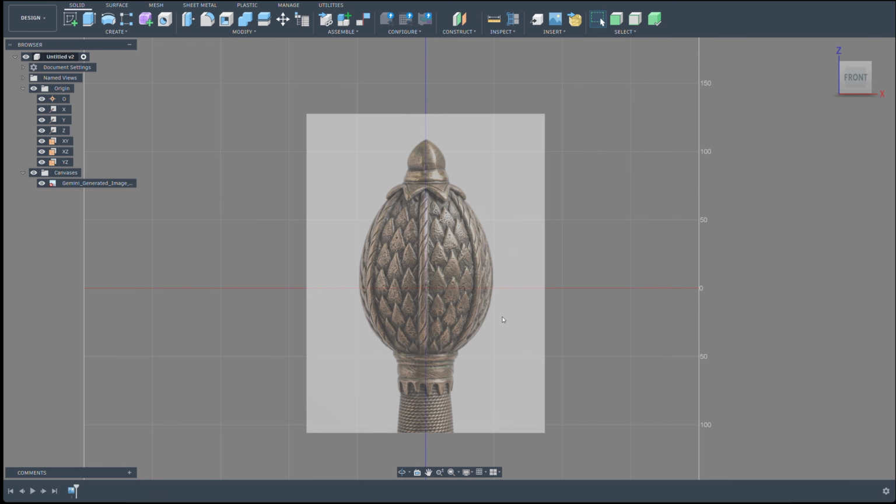Phase 1. Building the perfect ovoid. Let us start by sketching an egg profile, also known as an ovoid.